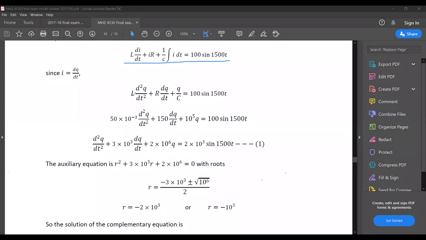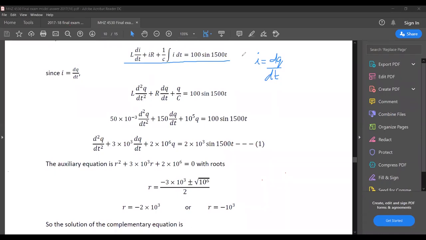Before substituting the L value, you need to remember this is a physics law: the current is dq by dt, that is, the rate of change of charge is the current flow. That is from physics, you just need to remember this one. So instead of di by dt, since I is equal to dq by dt, we differentiate one more time with respect to time. So the second derivative of charge with respect to time, plus R into dq by dt.